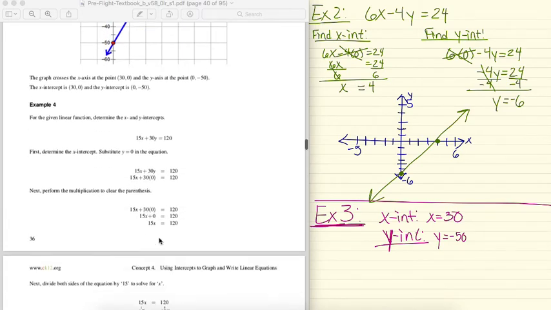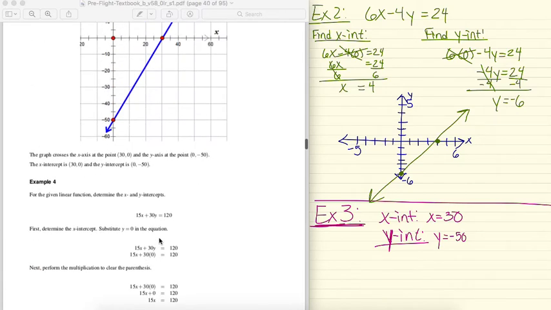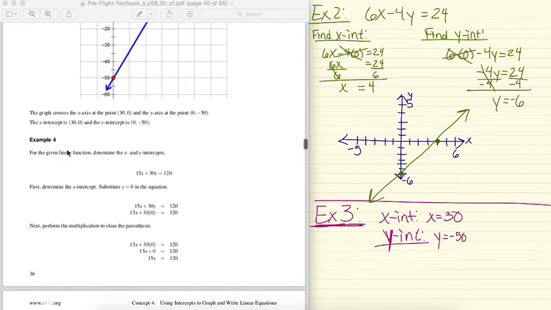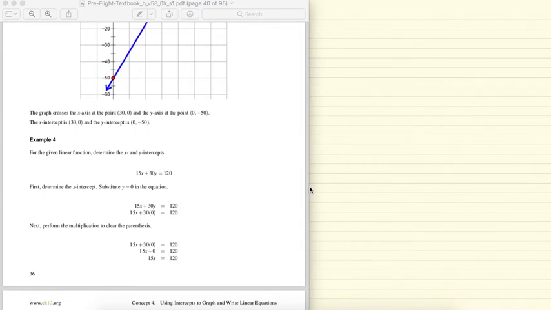Next, let's go through one last example problem, and it says, for the given linear function, determine the x and y intercepts. So let's go through this process one more time, and then if you do have any additional questions about finding x and y intercepts after watching each of these examples, please reach out to me and let me know. So we have 15x plus 30y equals 120. So a little bit bigger numbers this time.